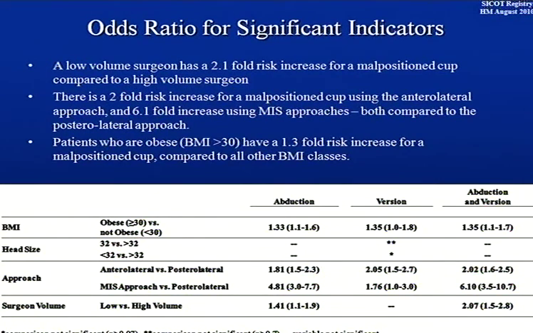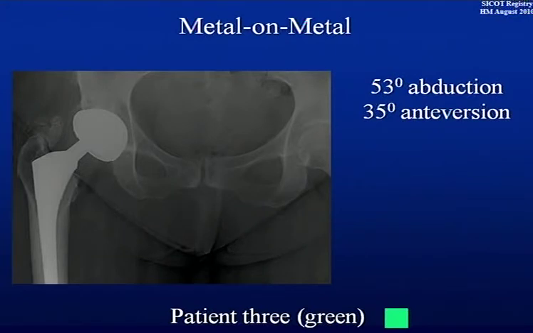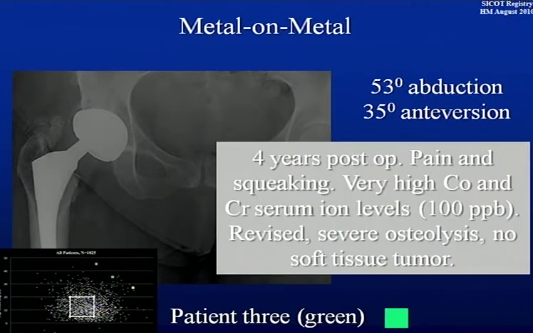And then you can do odds ratio for significant indicators. I will brush through that fast because it doesn't really matter. It just confirms what I showed. What happened to the patient? She was 4 years post-op, had pain and squeaking, more than 100 parts per billion chromium and cobalt level, and had a severe osteolysis behind her cup.